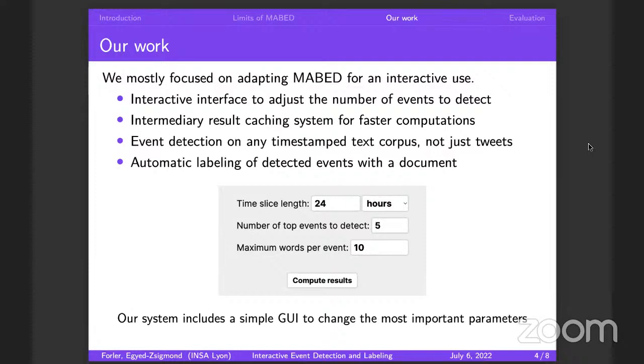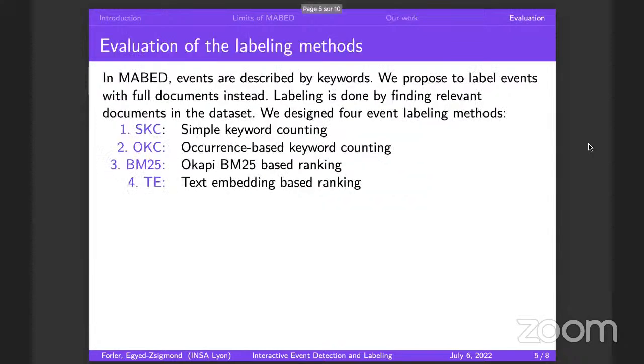And finally, we also implemented the labeling approach by selecting the most representative text within a document. In MABED, events are described by keywords. So we want to label events with full documents instead, which is done by finding relevant documents in the dataset. The idea is to give a full document as a label to an event instead of just keywords.